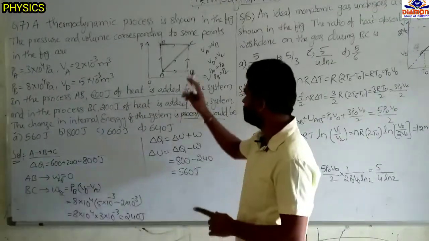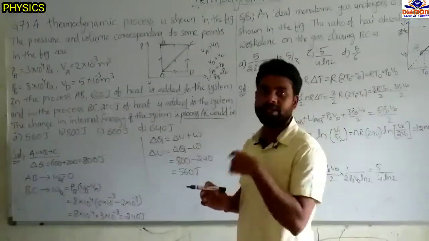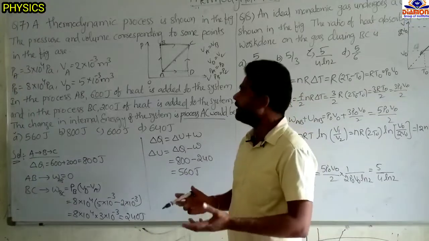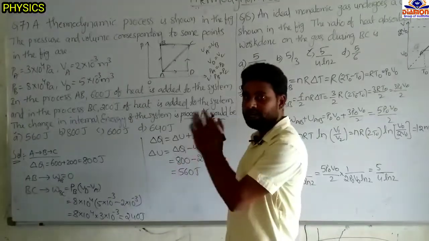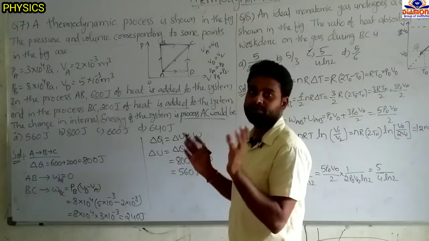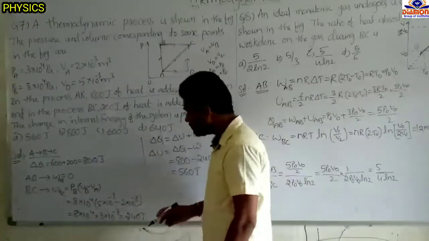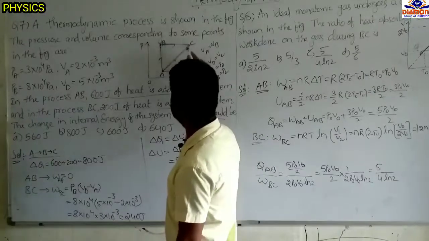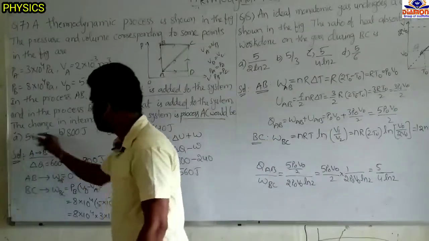The three paths have the same initial and final points, so the internal energy is the same for the three paths. If you find the internal energy for one path, that is enough. So now I am considering the A to B, B to C path.